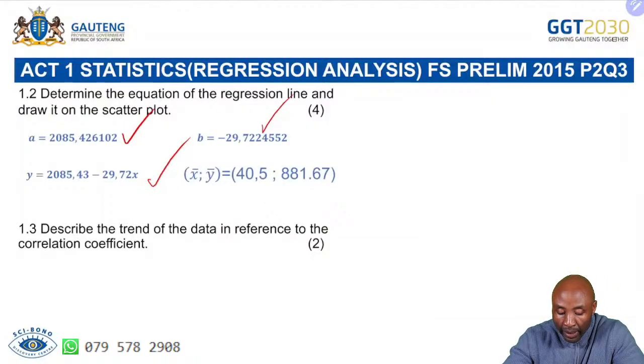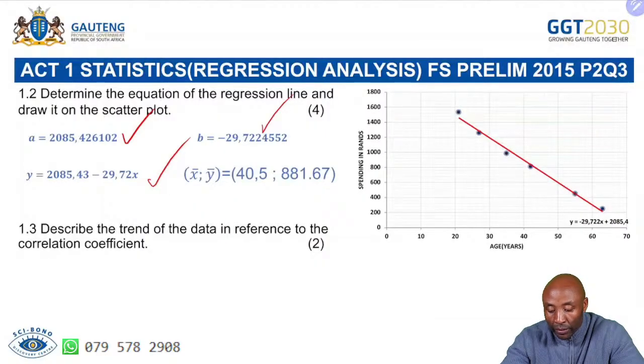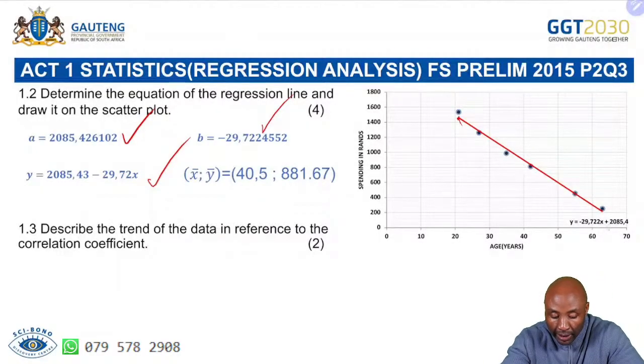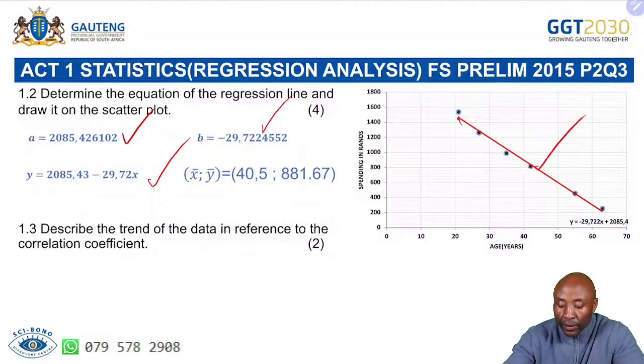And then our 4th mark is for drawing our line of best fit. And we are saying our line of best fit must pass through X bar and Y bar. That's our mean for the age and our mean for the amount spent, which will give us 881.67 rands. And we draw our line of best fit. Remember, we said our smallest X value is here. It starts there and it ends where we have our age, the highest age in the given data set. Now we get our 4th mark there.